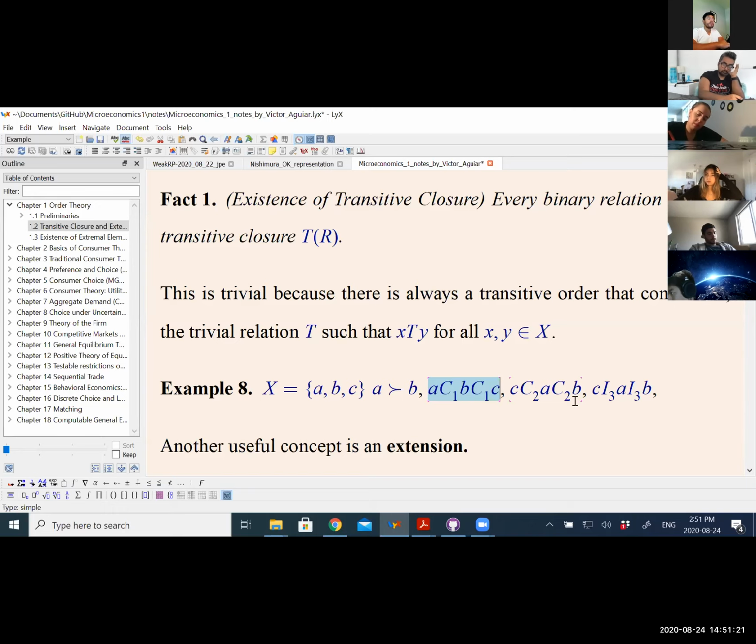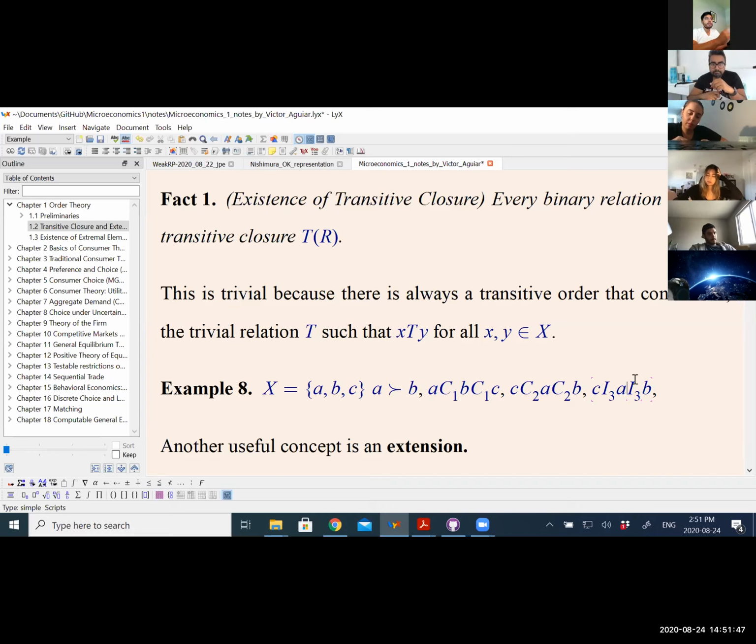So now, this is not the only way I can do it, right? I can create a second relation, C2, that now puts C on top. Okay? Now, C is the best. C is better than A, C is better than B. And there is a third relation that I can call pretty much indifference, where I can put everyone on the same level, right?